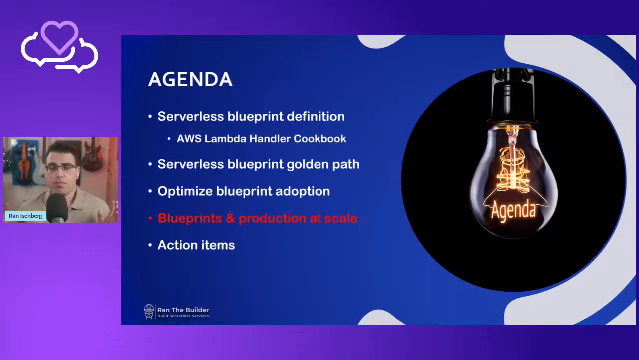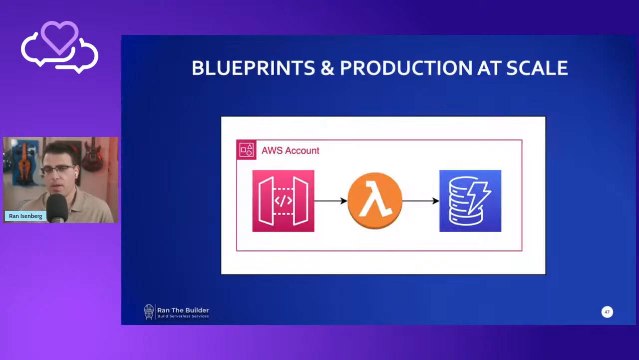Right, so we've discussed what makes a serverless golden path, how to build your blueprint, how to adopt it. But does it really get you one blueprint? Will it get you to production? Let's see. So this is the basic blueprint, right?